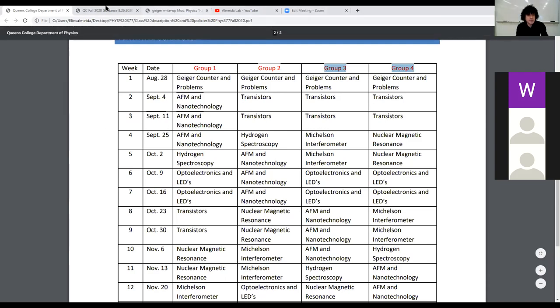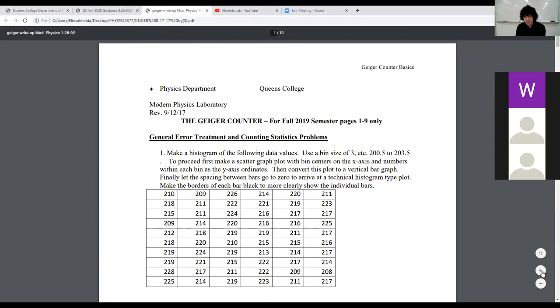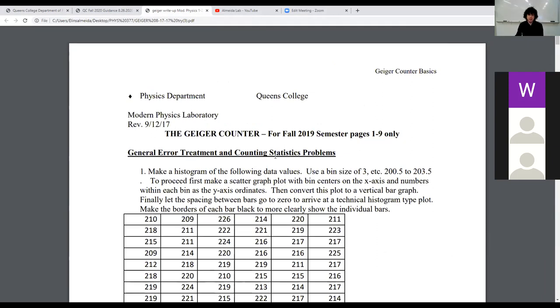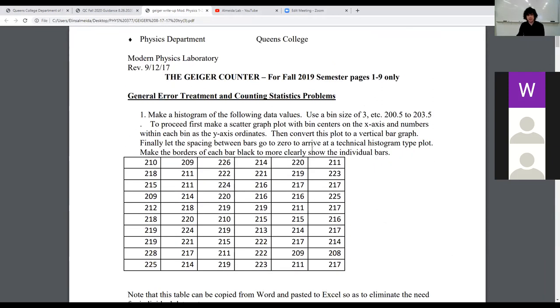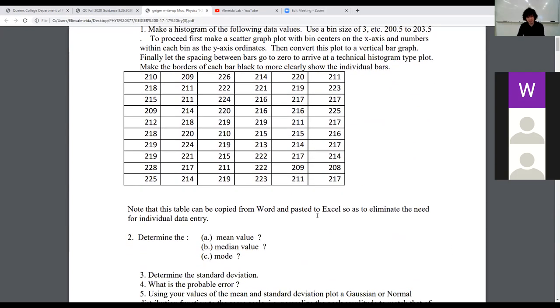Okay, so I sent you this, the Geiger counter lab. Some of you received it already by email. Here it is divided in two parts. One is simple statistic analysis, where we'll be doing simple analysis, calculating the mean value, median value. As we have Excel here, we can do this in Excel.